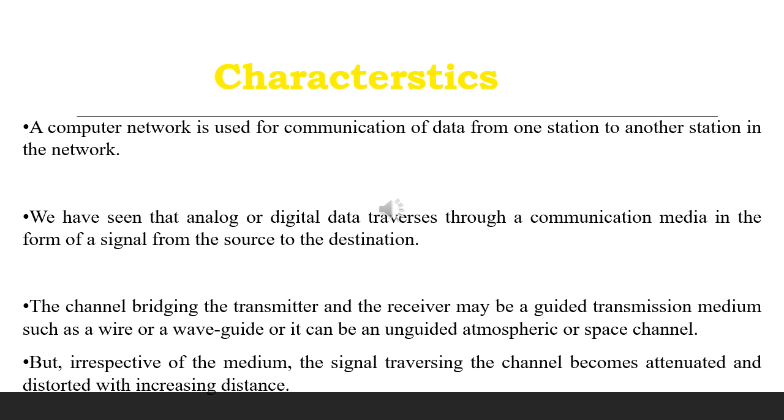A computer network is used for communication of data from one station to another station in the network. We have seen that analog or digital data traverses through a communication media in the form of signal from the source to the destination. The channel bridging the transmitter and the receiver may be a guided transmission medium such as a wire or a wave guide, or it can be an unguided atmospheric or space channel. But irrespective of the medium, the signal traversing the channel becomes attenuated and distorted with increasing distance.